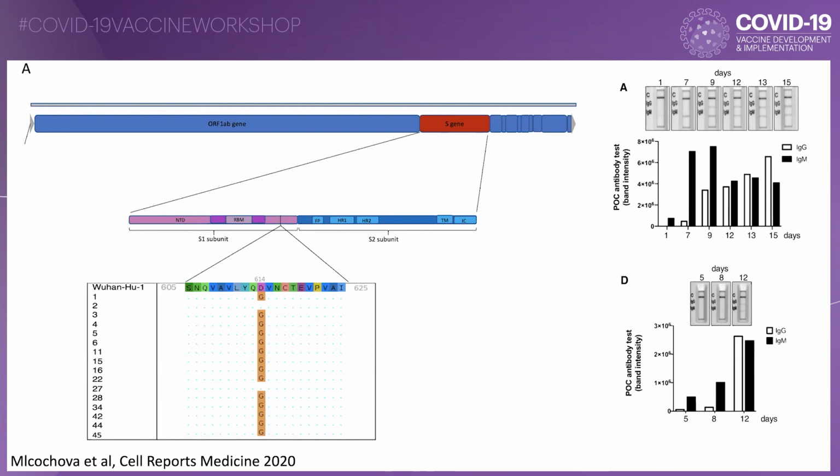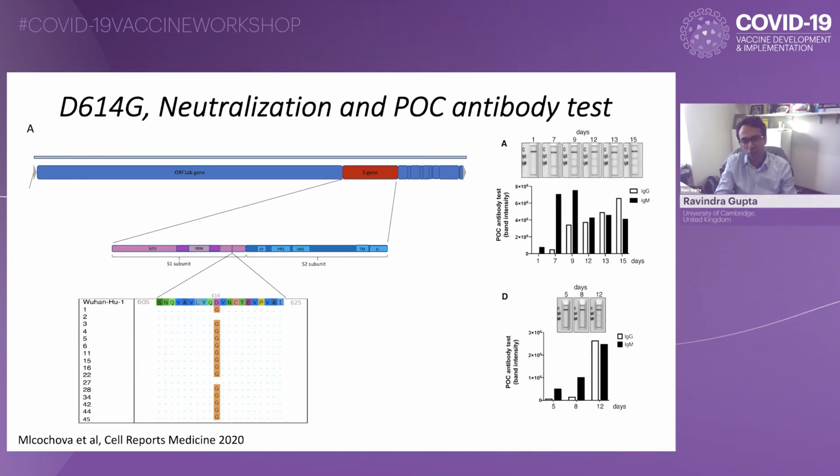And if you look on the right-hand side, you can see the results from D614G containing virus sera of patients who had been infected with those viruses and recovered. You can see that there's a very nice correlation between the intensity of those bands in the POC testing kit and the intensity over time. So that's an example of how a mutation in spike did not affect the rapid tests. We still haven't done those assessments for the B.1.1.7 variant, but those are ongoing.